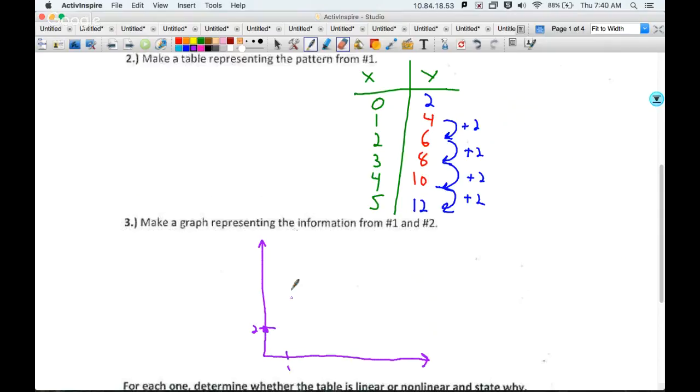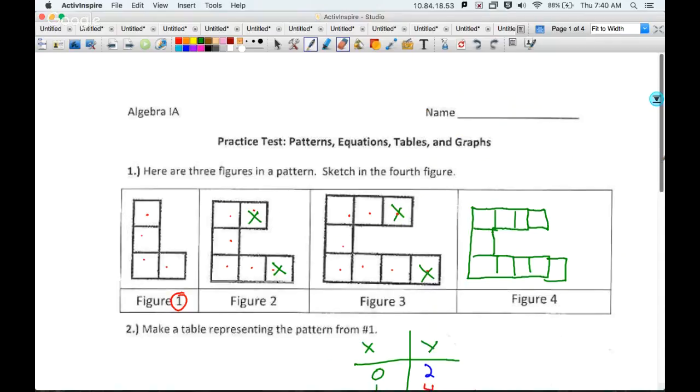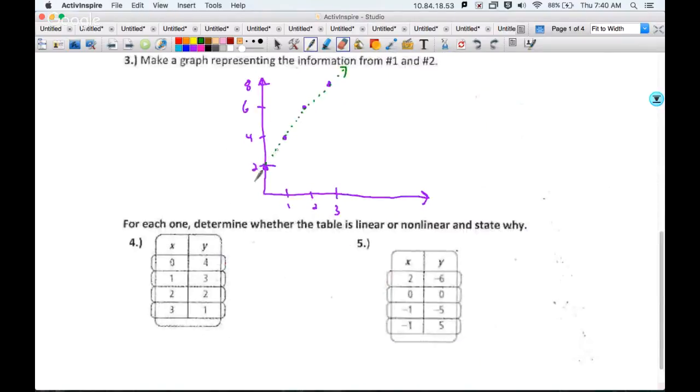1, 4. I'm going to decide that it's right about there. 2, 6. Just kind of trying to keep these relatively even. 3, 8. And we could keep going, but I'm running out of room, so I'm just going to call that good. Goes up like this. Maybe we should actually use a dotted line since there's no in-between numbers here. All right. So however you do that graph is fine. Try to make it look like the y-intercept is at 2, because we know that that is where it is.